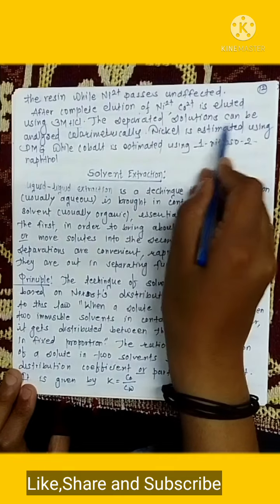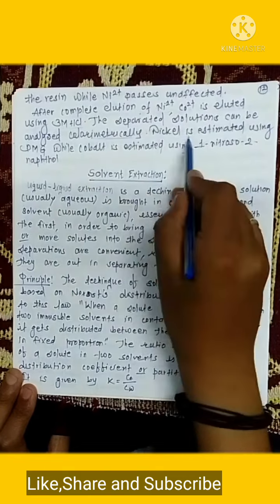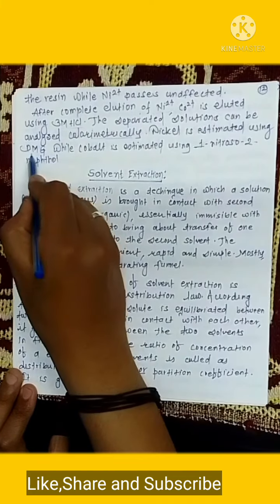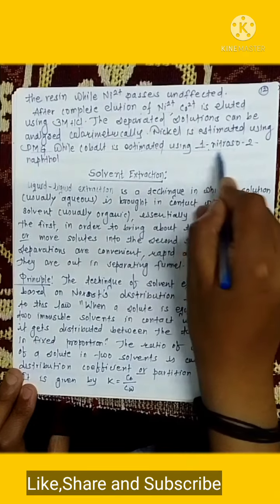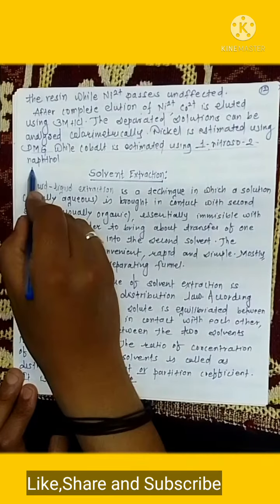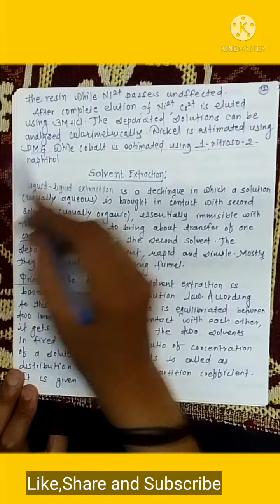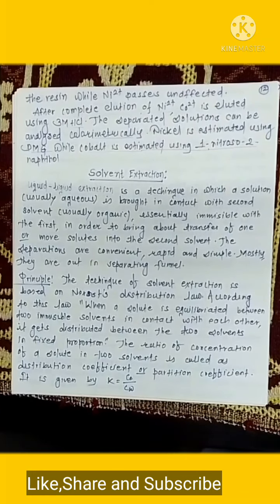The separated solution can be analyzed colorimetrically. Nickel 2+ is estimated using DMG, while cobalt is estimated using 1-nitroso 2-naphthol. In the next class, we are going to see the solvent extraction technique. Thank you very much.